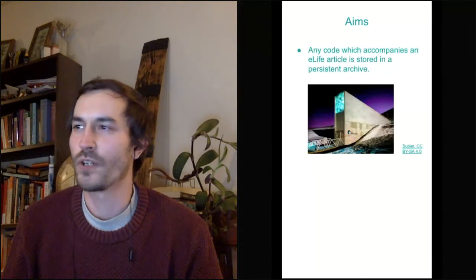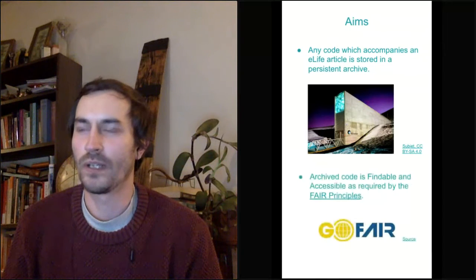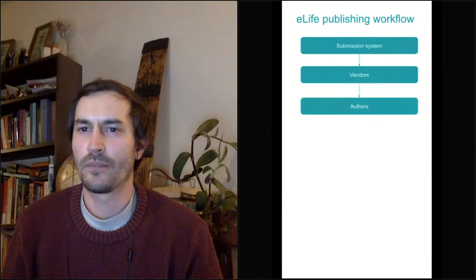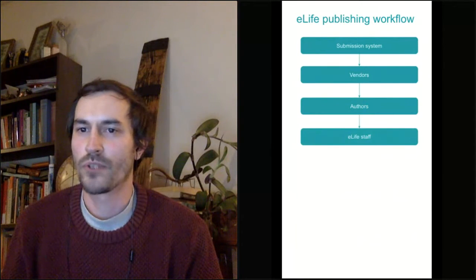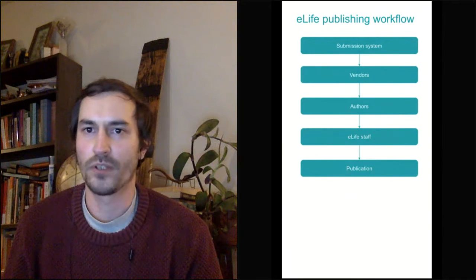Where possible, the version history should be retained. The second aim is that the code should be widely accessible so that the authors can be properly acknowledged and the software can be properly cited. So here's a simplified version of our publishing pipeline. Source files are sent from our submission system to our vendors who generate the proofs for those files. The vendors then send the proofs out to the authors who carry out proofing. The authors return the proofs to eLife staff who do a final check on the article before proceeding with publication. So it's a pretty standard publishing workflow.